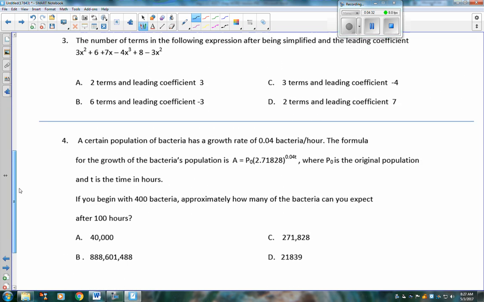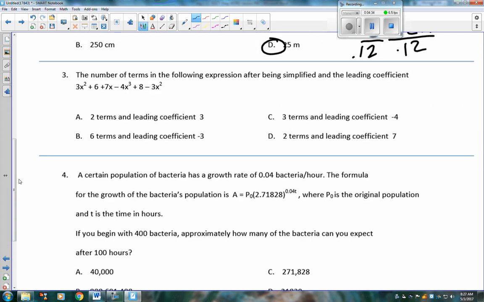Okay, number 3. What's the answer? C. This one says to find the number of terms in the following expression after being simplified, and the leading coefficient. First off, I have to see, do I have any like terms? I have 3x squared minus 3x squared, which is 0, so I don't need those.